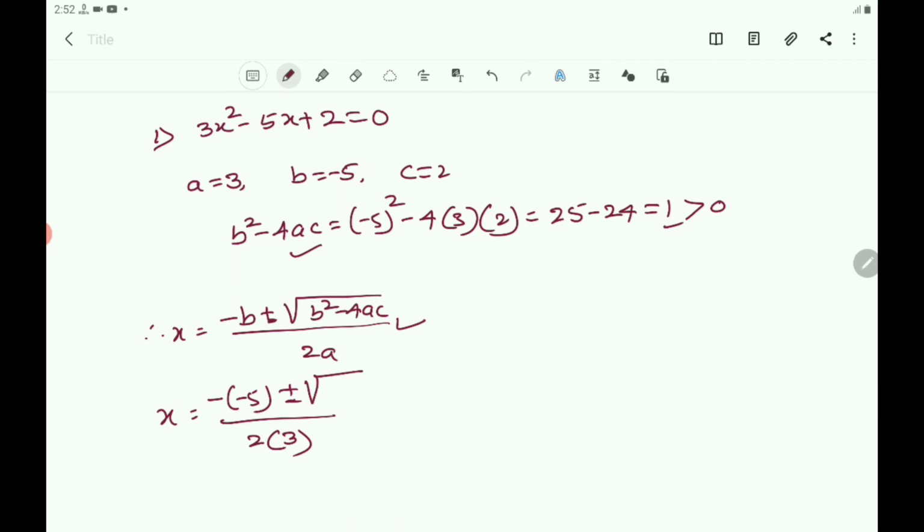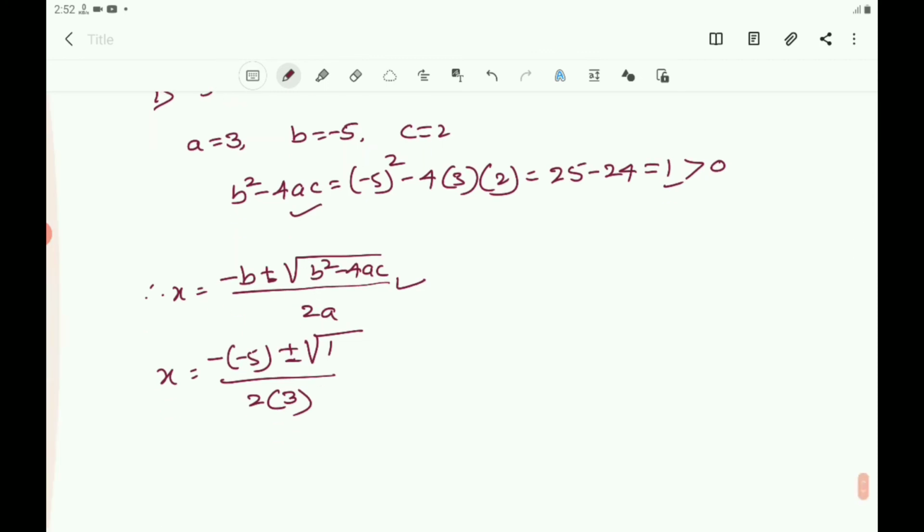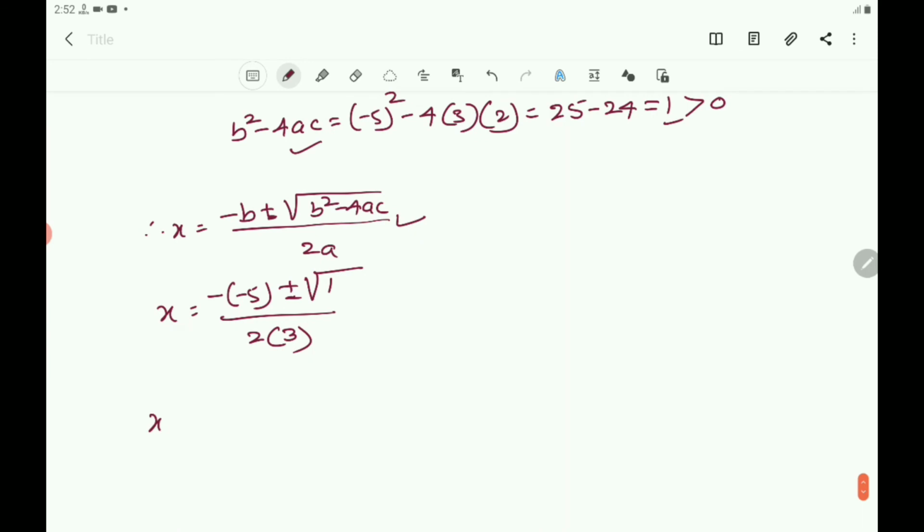Here b square minus 4ac is 1, and it is under the root, so you write square root of b square minus 4ac is square root of 1. Then x equals minus of minus 5 is plus or minus square root of 1 is 1, by 6.